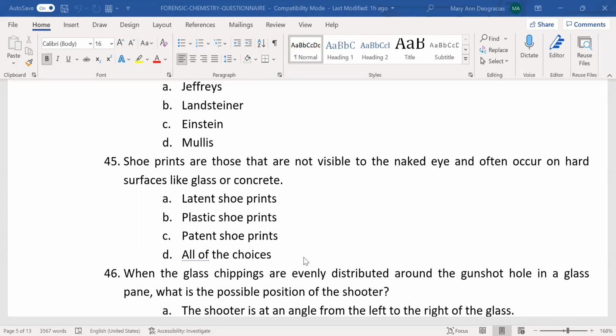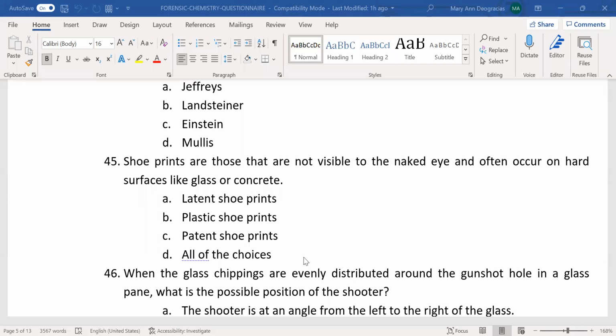Those that are not visible to the naked eye. Alin dyan? Letter A, yes. So latent shoe prints are those that are not visible to the naked eye, and they often occur on hard surfaces like glass or concrete. So paano yan nakikita ng mga investigators? How will they locate that? So that can be located through a UV light. So they have to darken first the area and then through UV.